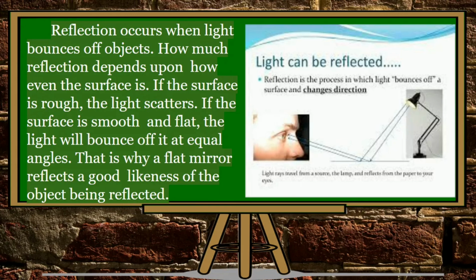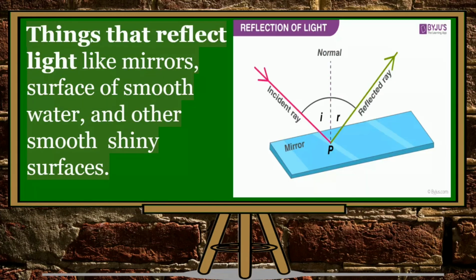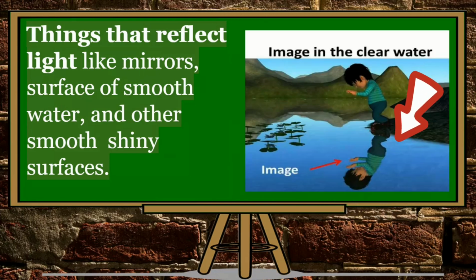If the surface is smooth and flat, the light will bounce off it at equal angles. That is why a flat mirror reflects a good likeness of the object being reflected. Things that reflect light include mirrors, the surface of smooth water, and other smooth, shiny surfaces.